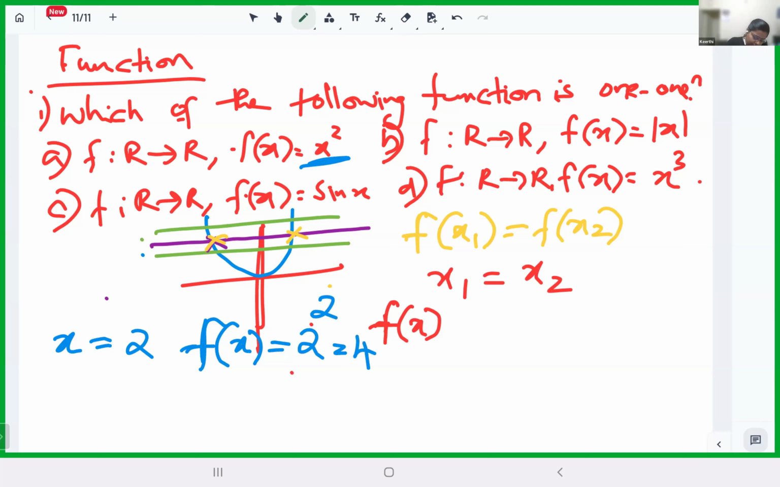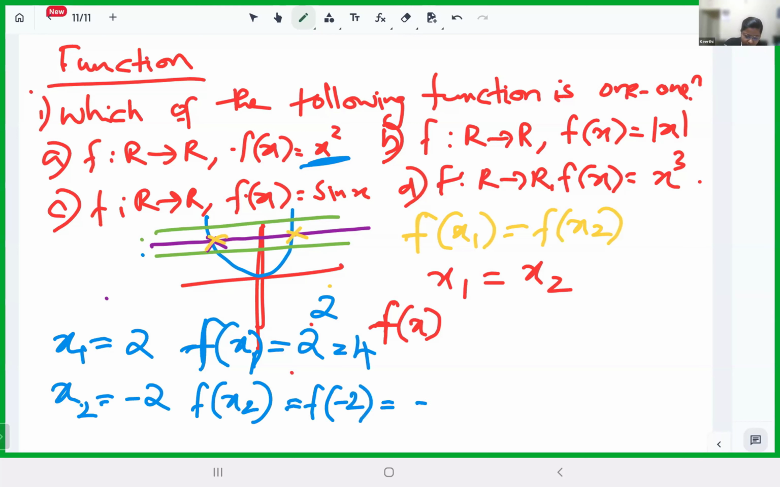Now take x2 as minus 2. Another element, x2 as minus 2. So what is f of x2 then? Here f of x1 is 2 square, 4. Here f of x2 is nothing but f of minus 2. That is, you have to put minus 2 in place of x. Minus 2 the whole square is equal to 4. So here you have seen that f of x1 is also 4 and f of x2 is also 4.